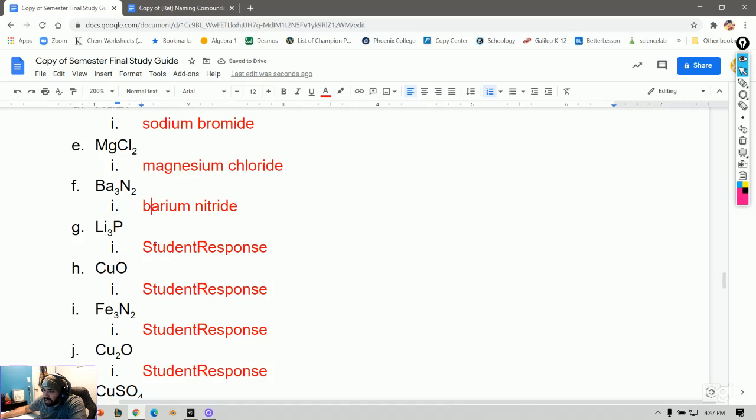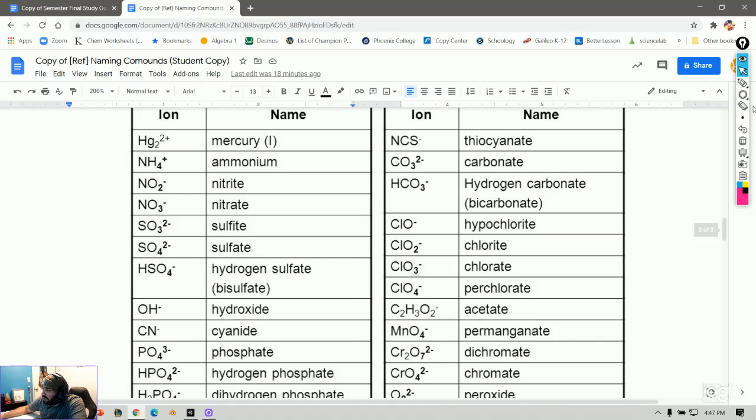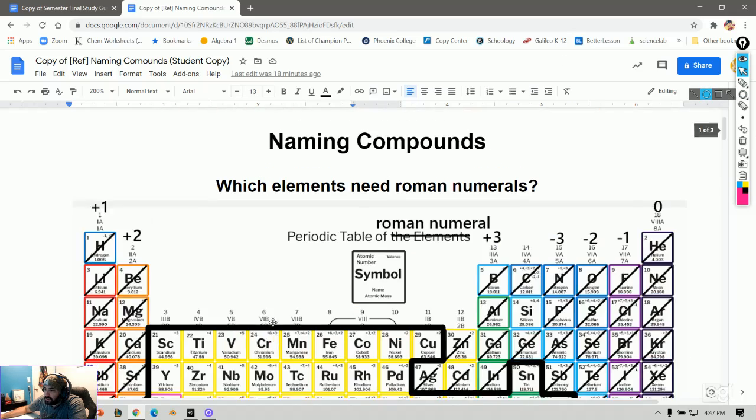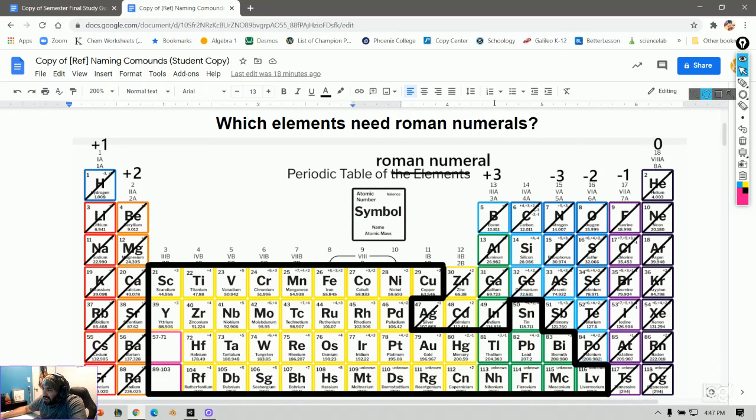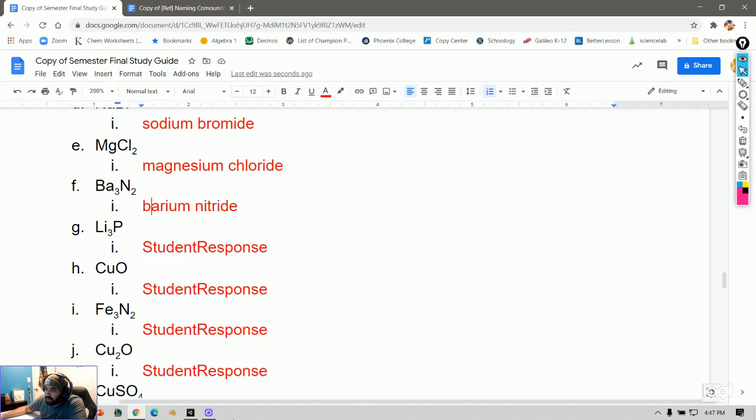All right, LiP. This is a metal and a non-metal. It's ionic. Lithium is right here. It does not need a Roman numeral. I'm just going to keep doing this until we find one that needs a Roman numeral. Right, so this one is going to be called lithium phosphide.